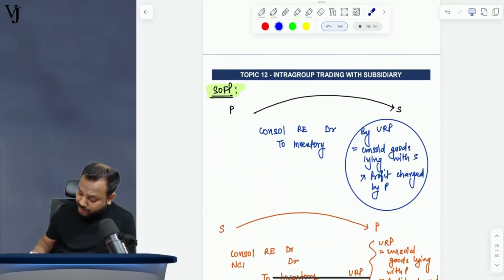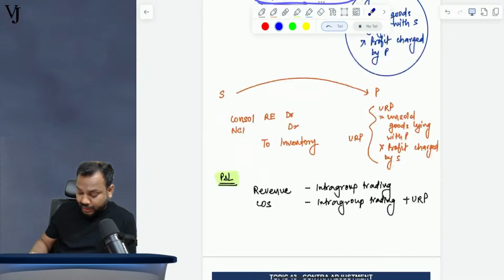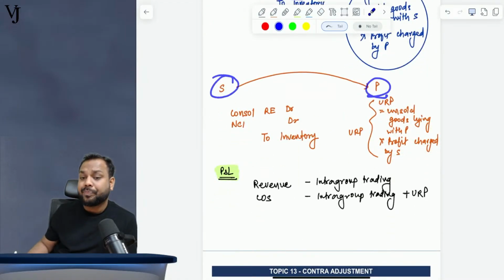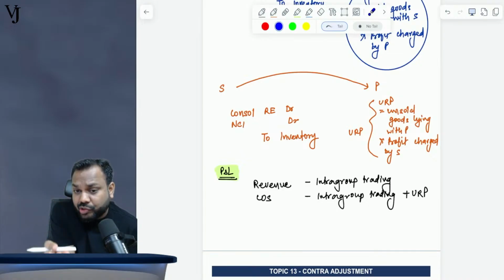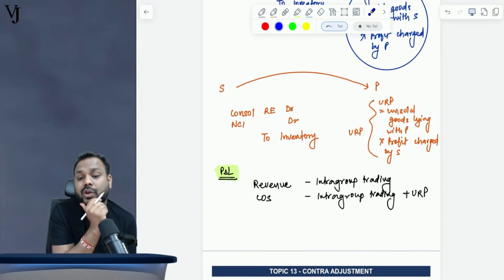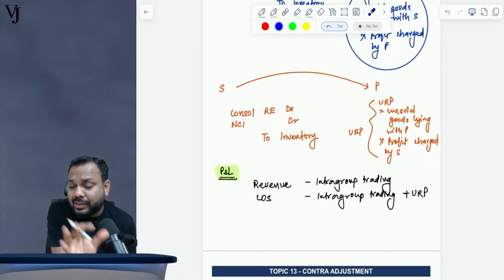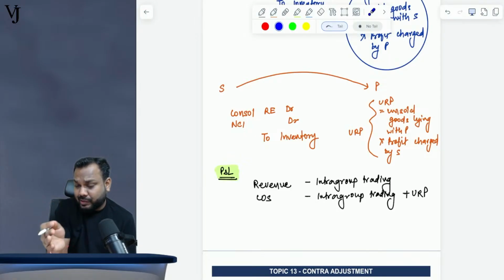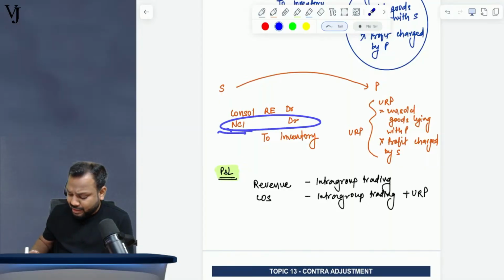Just understand one thing. If the parent sells to the subsidiary, the parent's profit is recognized in console RE, so we debit console RE. If S sells to the parent, the subsidiary's profit is recognized in the post acquisition column of the allocation of net assets. Now the post acquisition profits of the subsidiary are allocated to parent and NCI in the ratio of their shareholding. So the parent's share is recognized in console RE, NCI share is recognized in NCI. Hence I have written here.